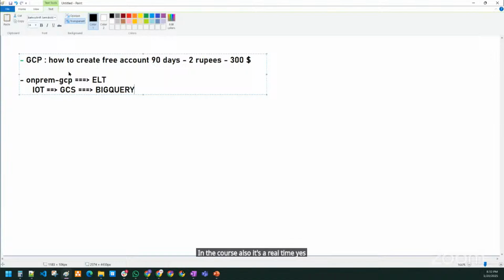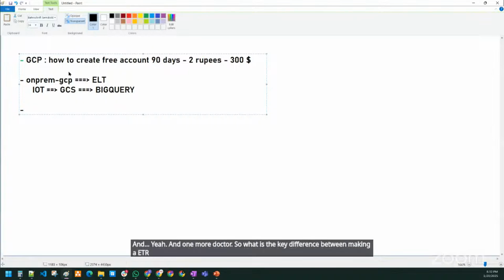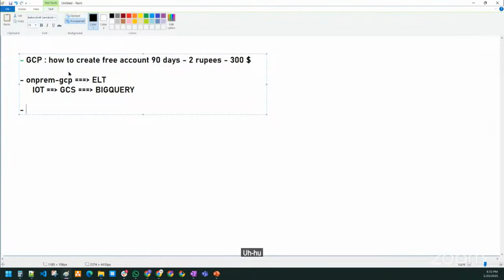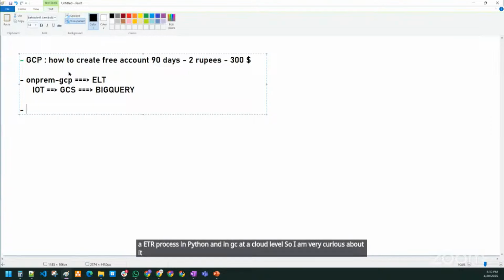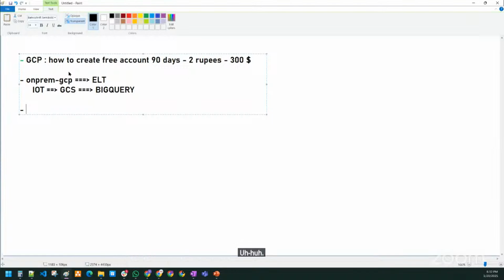One more doubt, sir. What is the key difference between making an ETL process in Python and in GCP at the cloud level? I am very curious about it. When we do an ETL process in Python, we give a local server to extract, then we write some transformation script, then we load it to a database, if I'm not wrong. Correct, that should be the initial flow. So the same thing.